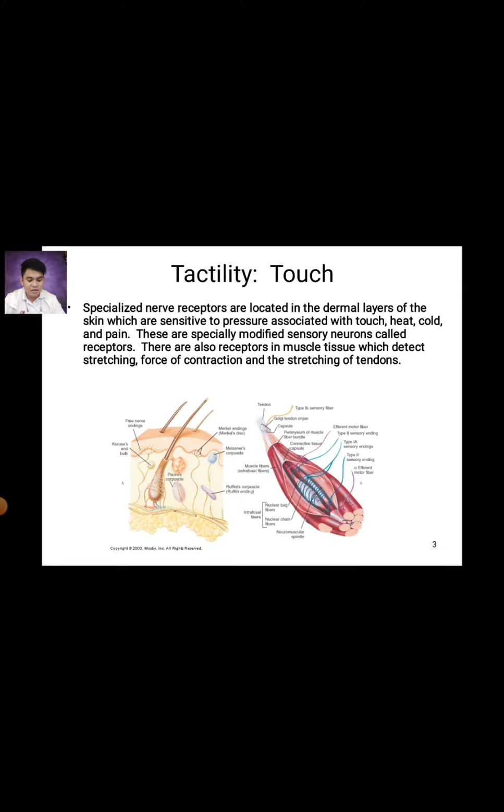Touch specialized nerve receptors are located in the dermal layers of the skin which are sensitive to pressure associated with touch, heat, cold, and pain. These are specially modified sensory neurons called receptors. There are also receptors in muscle tissue which detect stretching, force of contraction, and stretching of tendons. Yan po yung touch na tinatawag natin.